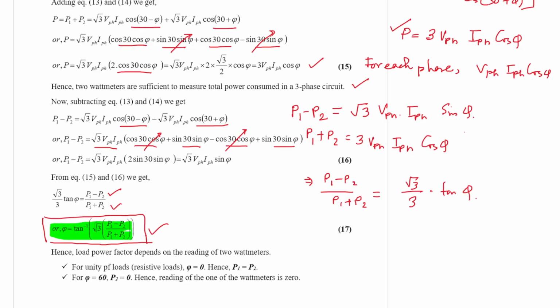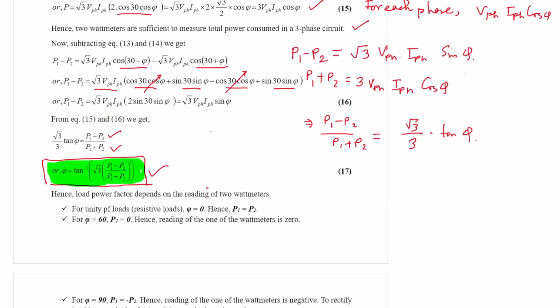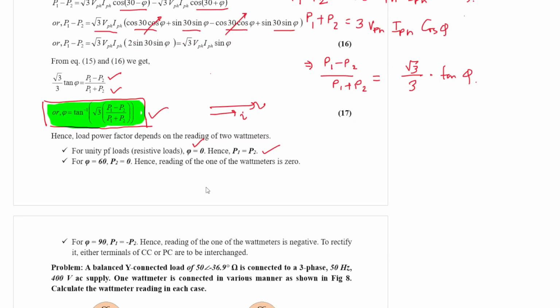That is, the load power factor angle is given by the formula. Or in some other way, we can say that the load power factor angle is also dependent on the two wattmeter readings. How? If we have a unity power factor load, we have phi equal to 0, because for a unity power factor load, voltage and current are always parallel to each other, with no phase displacement. So from that relation, if phi is equal to 0, then P1 must be equal to P2. So both the readings are equal. This is the number one observation.